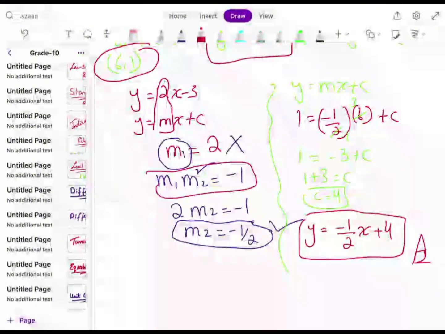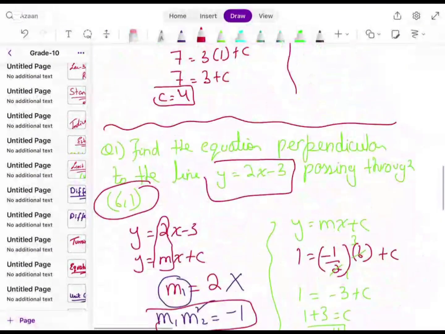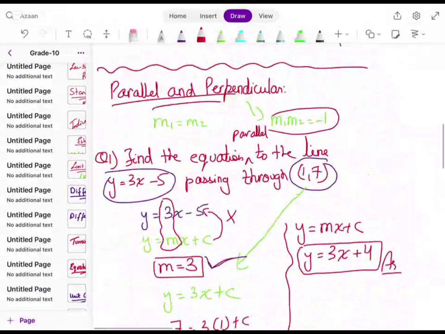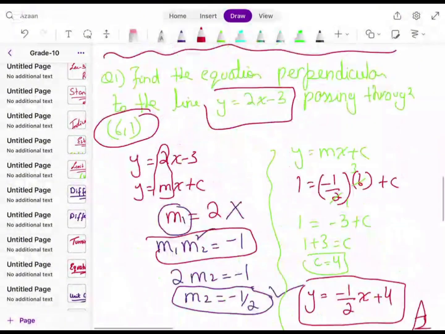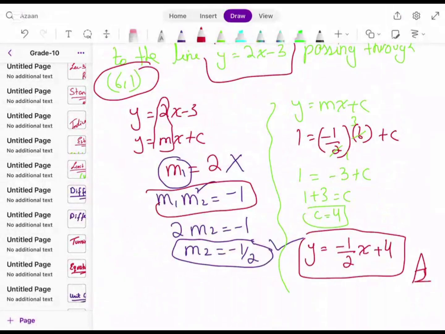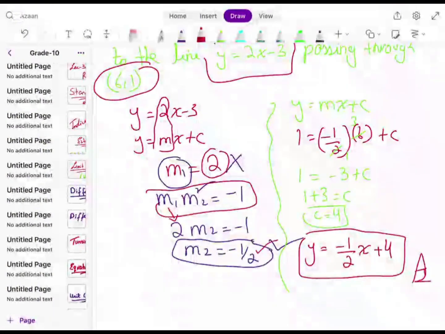This is the condition of perpendicular. We already did this in the previous class. m1 multiplied by m2 equal to minus 1 when two lines are perpendicular. So the value of m1 is 2. So I put the value of m1, 2, and 2 will go to the other side and divide. So the value of m2 is minus 1 over 2.